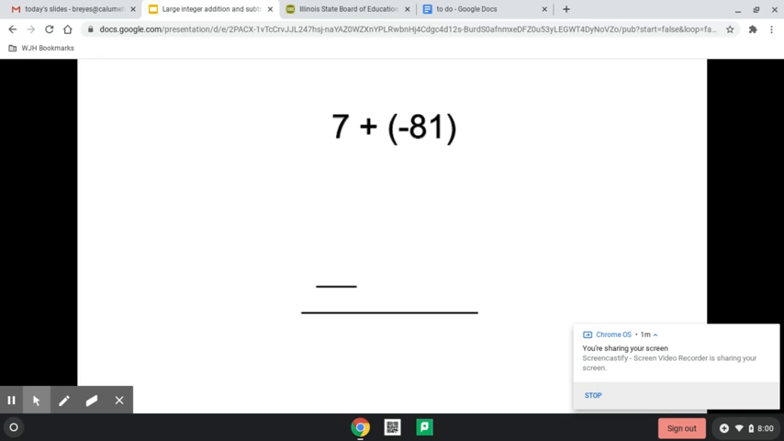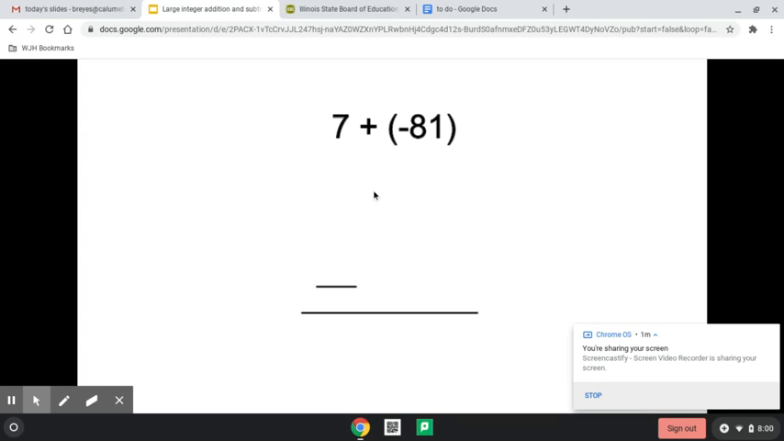So the way we figure out what to put on top of the subtraction problem is not which number is larger, because 7 is technically a larger number. Negative 81 is a very, very small number. It's less than because it's negative. We set up on top the one that has the larger absolute value.